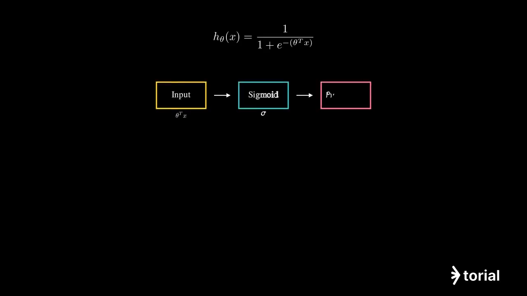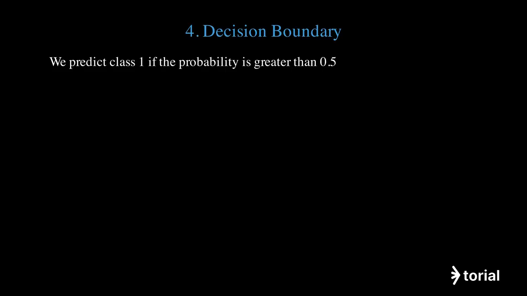The flow is simple. We take our weighted input features, pass them through the sigmoid function, and get a probability output. The decision boundary is where our model decides between the two classes. We predict class 1 when our hypothesis function outputs a probability greater than 0.5. That is, predict y equals 1 if h theta of x is greater than or equal to 0.5.